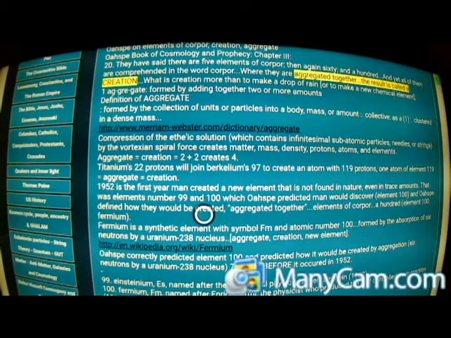Aggregated together is what Oahspe said. Aggregated together. Elements of Corpor. 100. Element 100, fermium. Fermium is a synthetic element with symbol Fm and atomic number 100, formed by the absorption of 6 neutrons by a uranium-238 nucleus. In brackets I put aggregate, creation, new element. And that definition was from wikipedia.org/wiki/fermium.